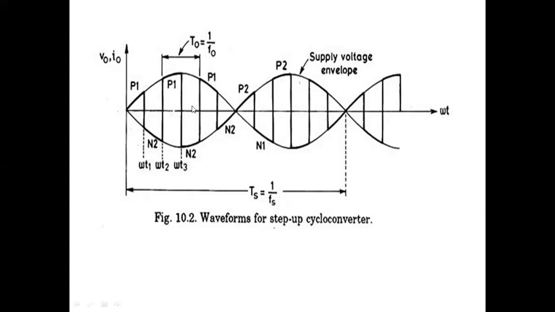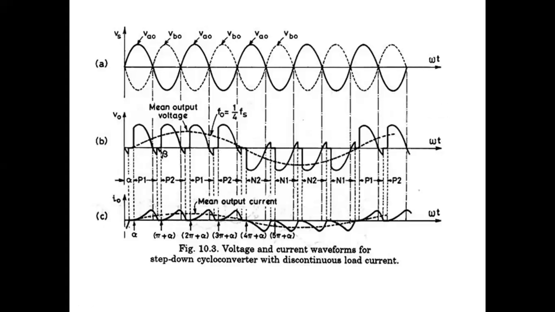1, 2, 3, 4, 5, 6 cycles are there. That means if you take one cycle, the time period is reduced by 6 times. That means frequency is increasing by 6 times. That's why this is called step-up cycloconverter. Now we'll go for step-down cycloconverter.